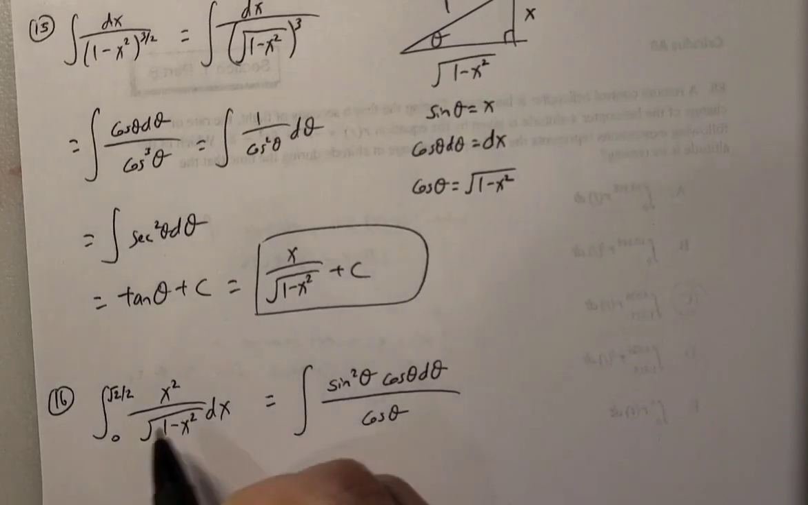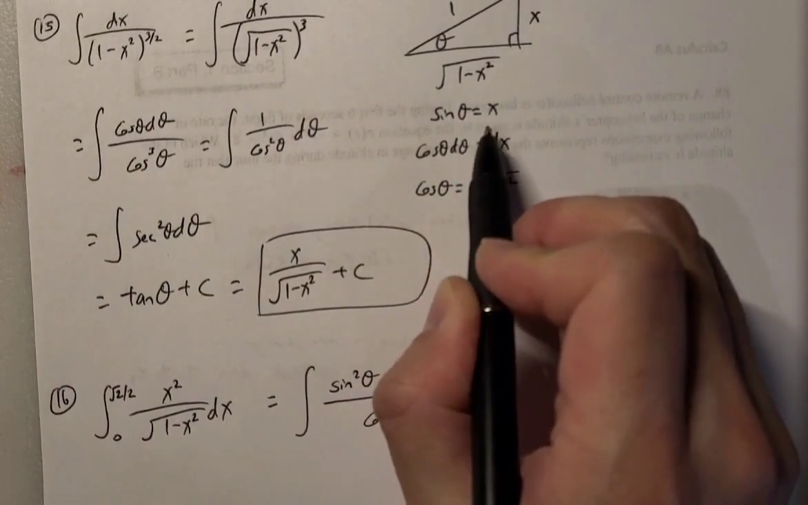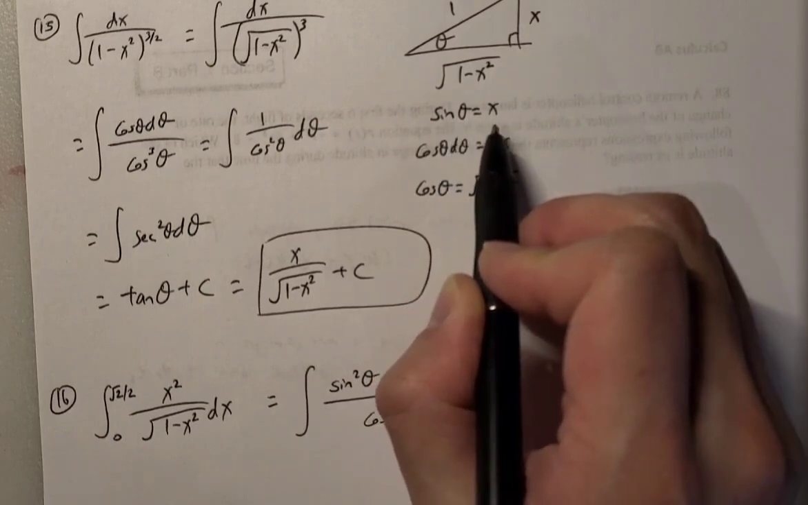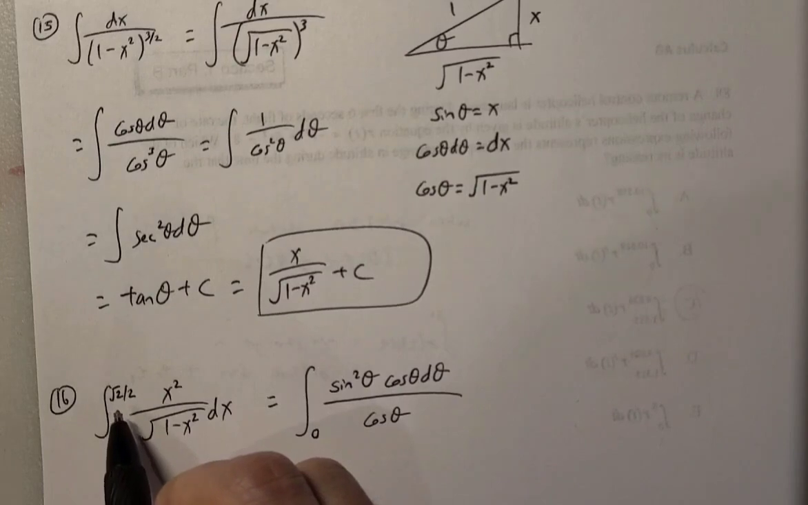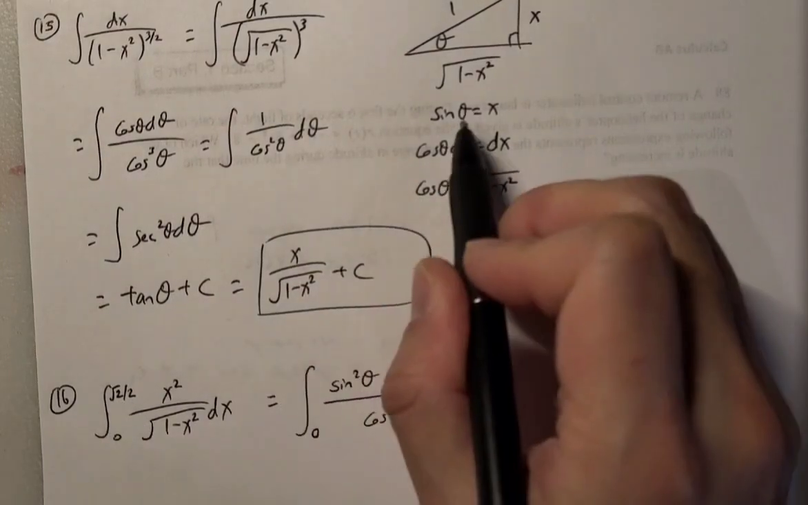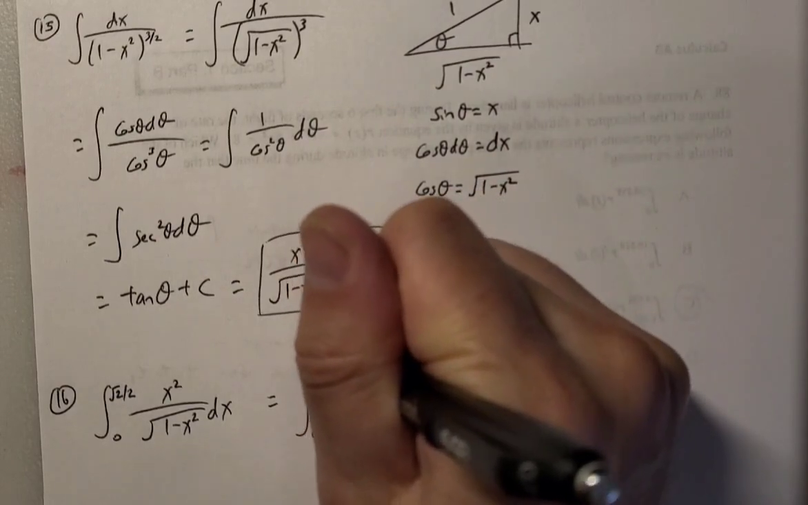Limits of integration, we have to change them. When x is 0, we plug into here our definition. Sine theta is 0. That's when theta is 0. Okay, how about square root 2 over 2? Sine theta is square root 2 over 2. That's when theta is pi over 4.